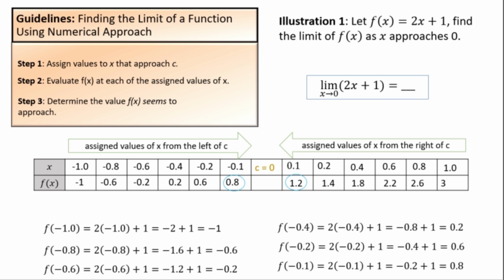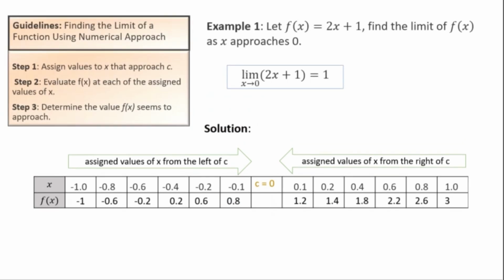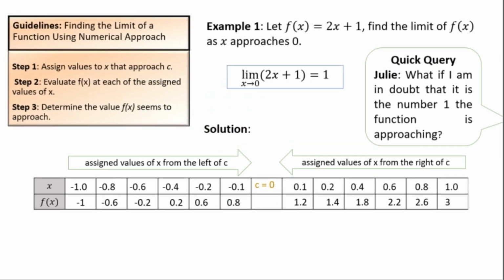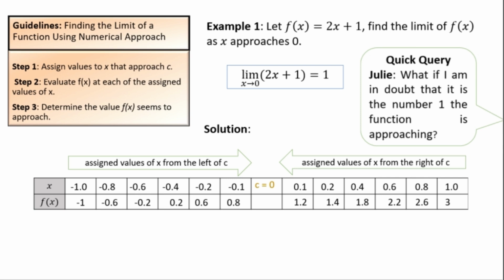And based on this, it is not a bad guess to say that f of x is approaching 1 as x approaches 0, right? In between 0.8 and 1.2. So in that case, we write the limit of 2x plus 1 as x approaches 0 equals 1. What if I am in doubt that it is the number 1 the function is approaching?